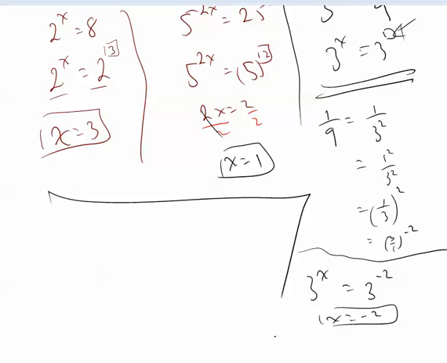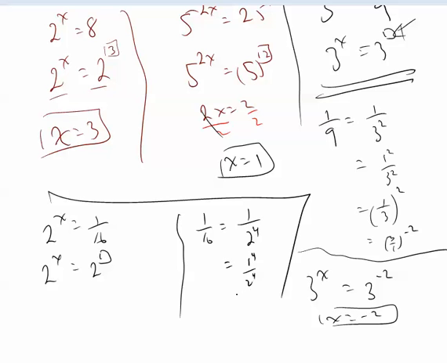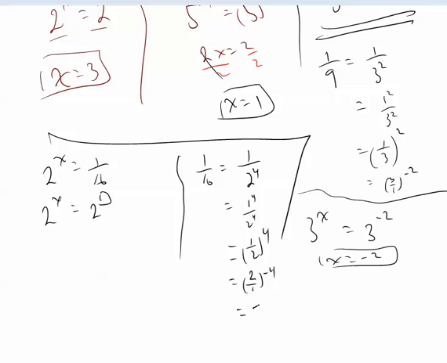2 to the x equals 1 over 16. I want to say 2 to the x equals 2 to the something, so how are we going to work that out? Let's do it over here. 1 over 16 is the same thing as 1 over 2 to the 4. 2 times 2 is 4, times 2 is 8, times 2 is 16. 2 times 2 times 2 times 2, okay? Or I could say that's the same thing as 1 to the 4th over 2 to the 4th, or 1 over 2 all to the 4th, or 2 over 1 to the negative 4, or just 2 to the negative 4 if you want to.